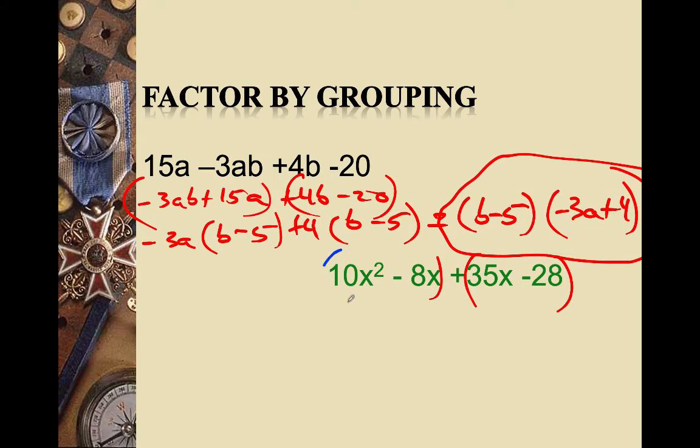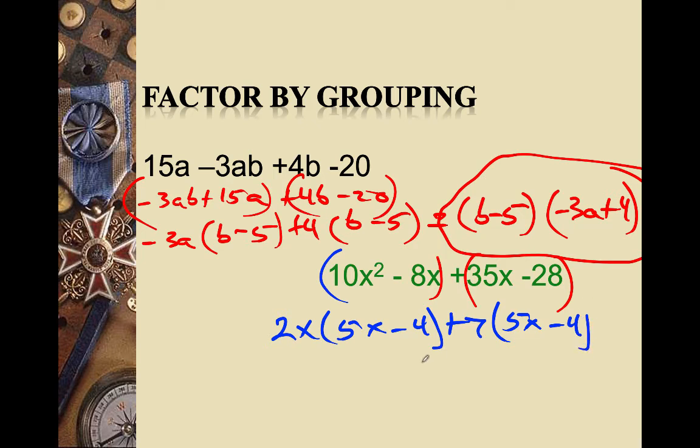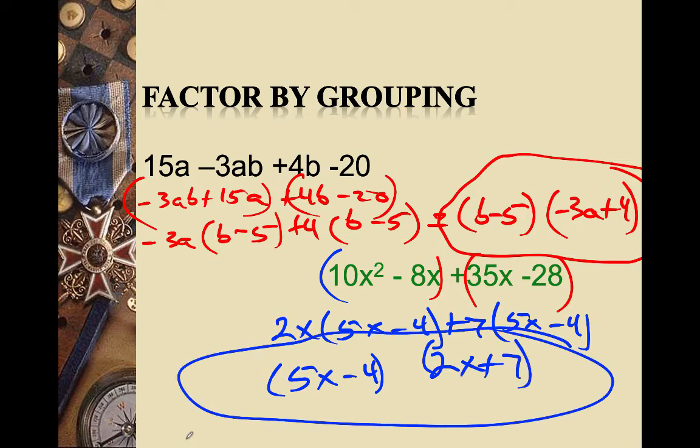All right. Okay, I'm taking a 2x out, and I have 5x minus 4. And I'm taking a 7 out, I have 5x minus 4. So I'm factoring them both separately. And then you'll always see these. It's nice that 5x minus 4 comes out front, and I have 2x plus 7. And there's my two terms.